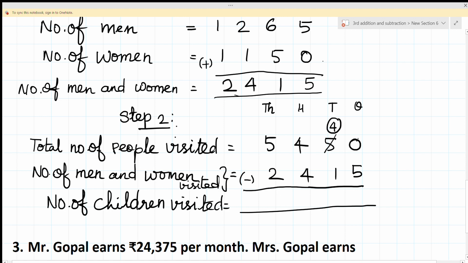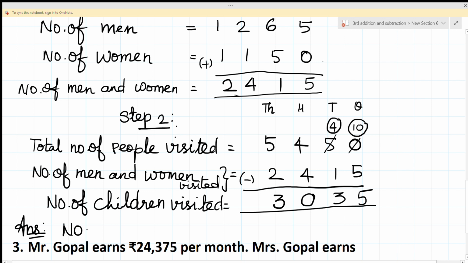So now write down the borrowed number before the ones place. That is 10. 10 minus 5, it is 5. 4 minus 1, 3. 4 minus 4, it is 0. And 5 minus 2, it is 3. So, we will write the answer now.